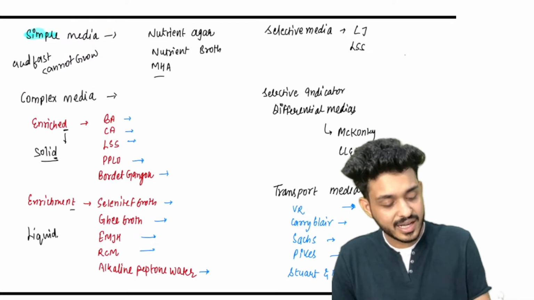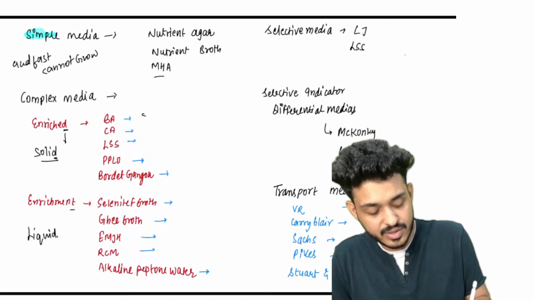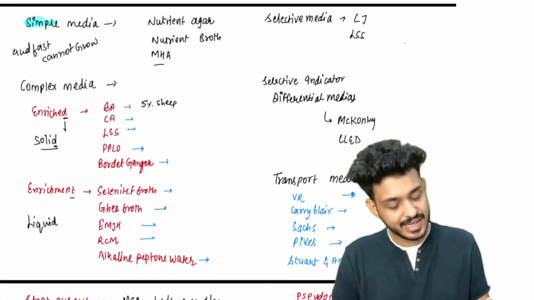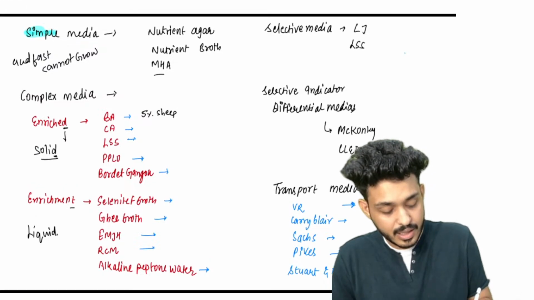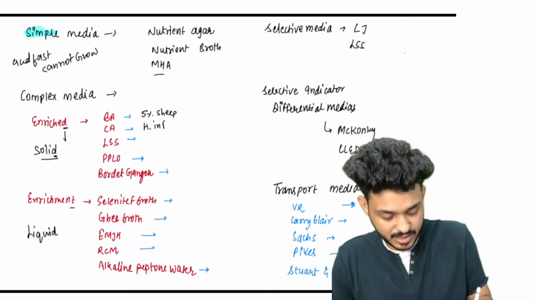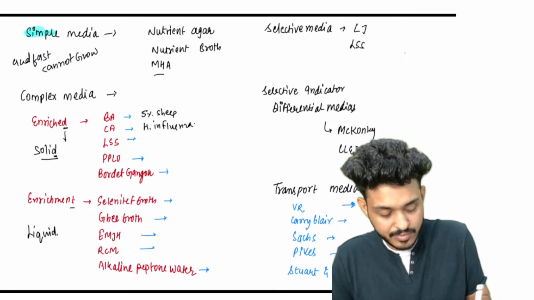So blood agar, what are we using in the blood agar? An important point that we have to see is we are using 5% sheep blood. All these things are questions that I'm telling you. Chocolate agar is the favorite of Haemophilus influenzae. That is the single word you have to remember about it.